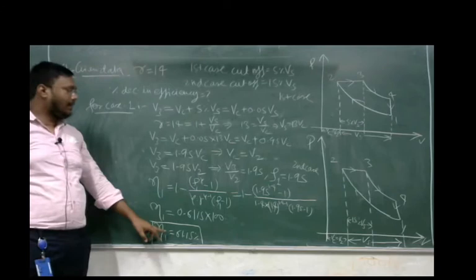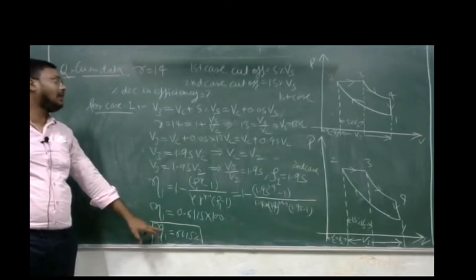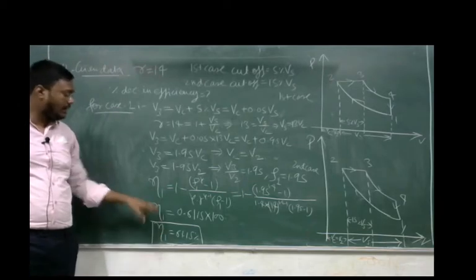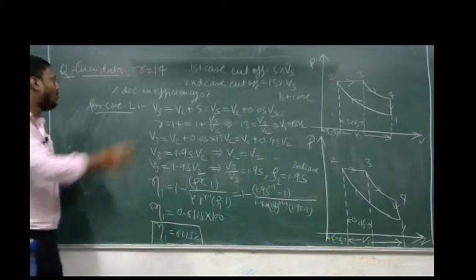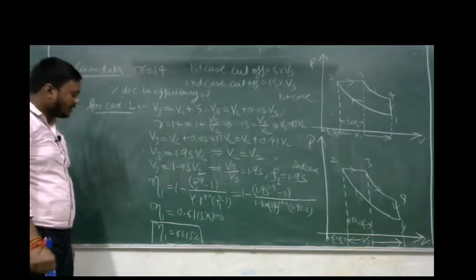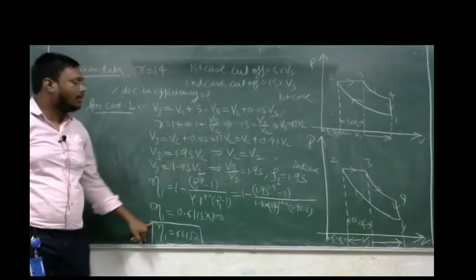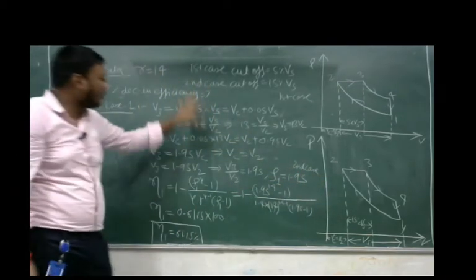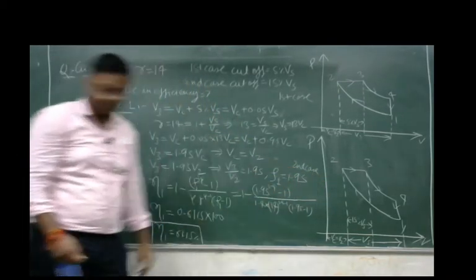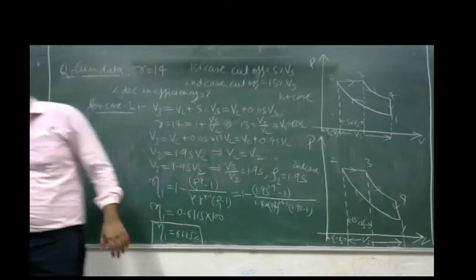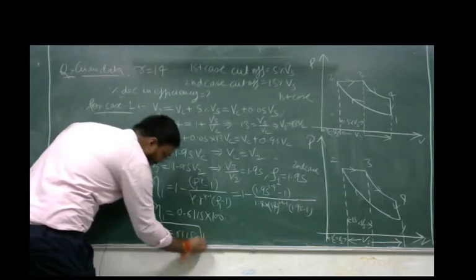In a similar way, we have to calculate the value of eta 2, because we are going to compare both the efficiencies, eta 1 and eta 2. We have to find the decrease in efficiency. For that we have to calculate the efficiency for the second case also, following the same steps. So this is for case 1. I am going to delete this. We have got this value, remember this value eta 1.